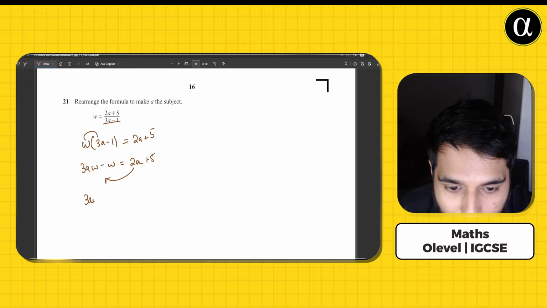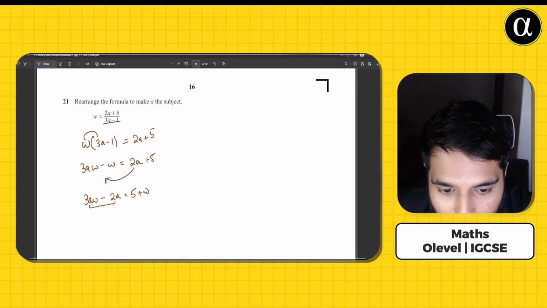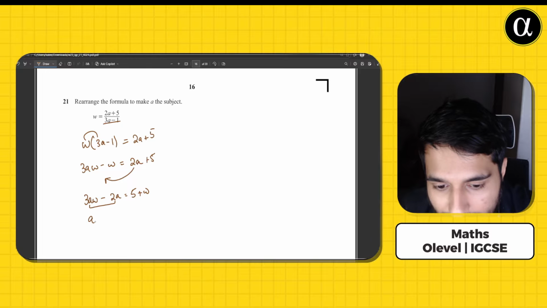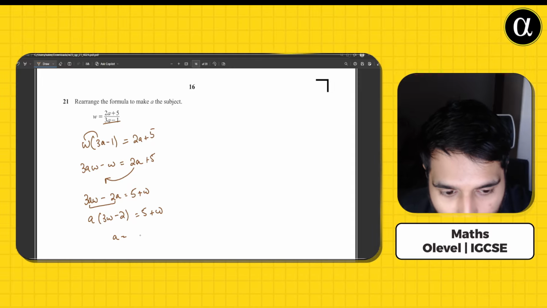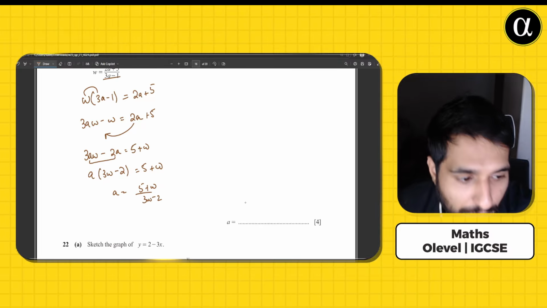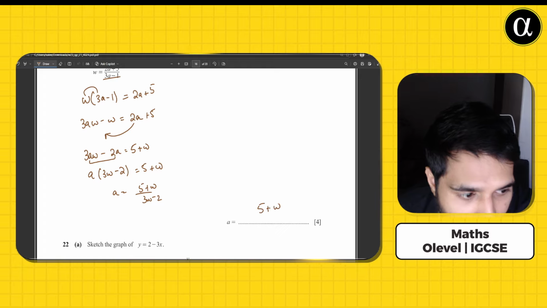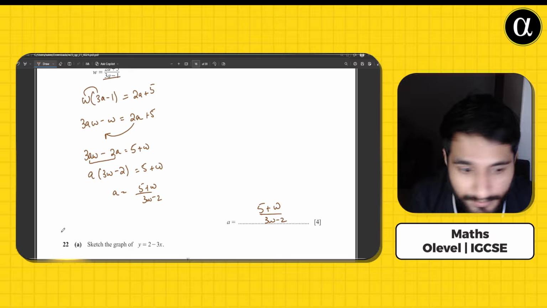It's going to be 3aw minus 2a is equals to 5 plus w, and we will take a as common, so that this turns out to be a single term, and that would be a times 3w minus 2 is equals to 5 plus w, and a would be what? That would be 5 plus w over 3w minus 2, and we have it as the subject, so it should be 5 plus w over 3w minus 2. I believe these were the easiest 4 marks to score, right?